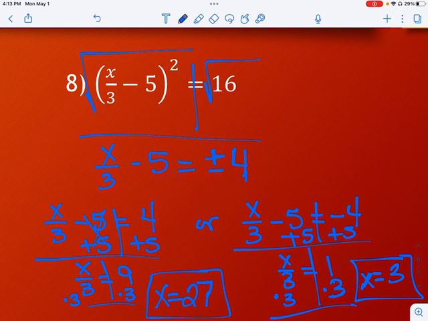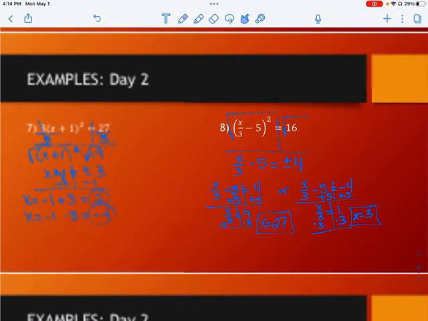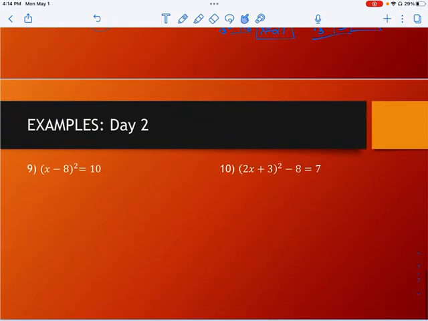And if you plug those back in, 27 divided by 3 is 9. 9 minus 5 is 4. 4 squared is 16. 3 divided by 3 is 1. Minus 5 is -4. -4 squared is also 16. Okay? And then these last two, let's just try a couple more here.